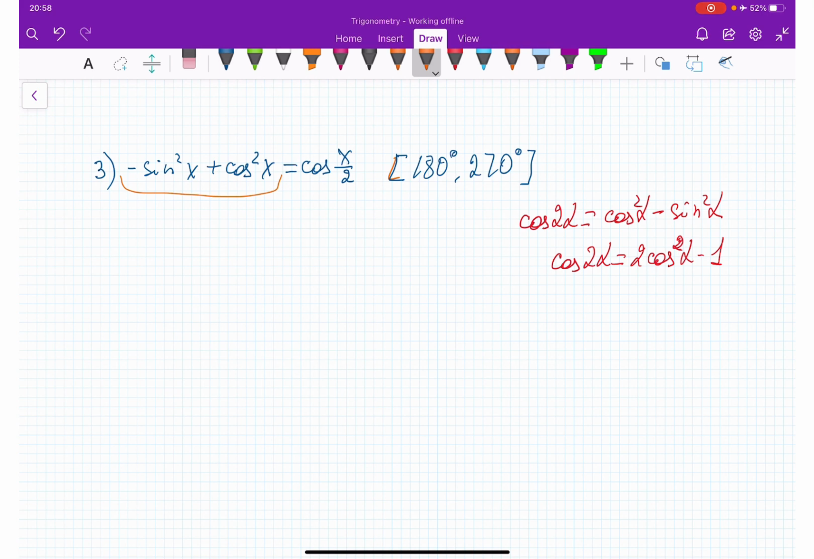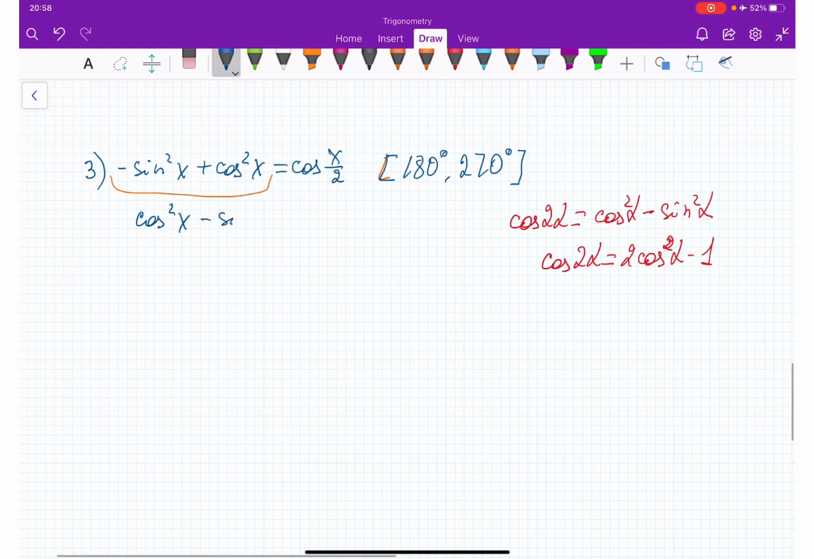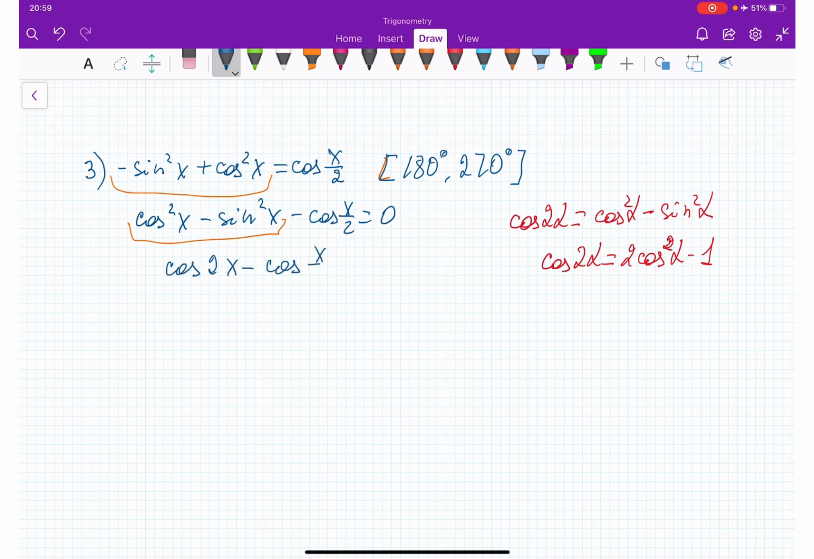If you compare to this formula, by the way, this formula comes out from this one. Just replace 1 with sine squared plus cosine squared, and you will get this formula. Okay? So, if I rewrite, I'm getting cosine square x minus sine square x minus cosine x over 2 equals 0. So this piece I'm going to replace with cosine 2x minus cosine x over 2 is equal 0.